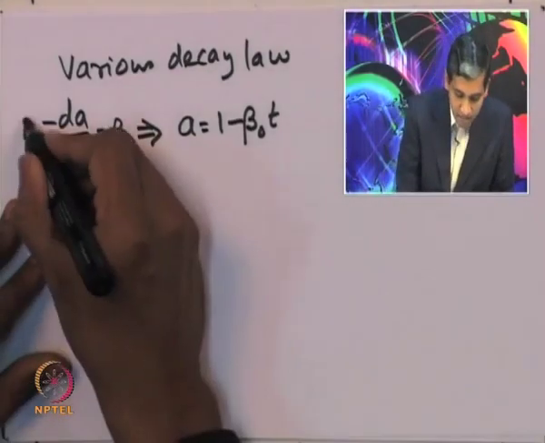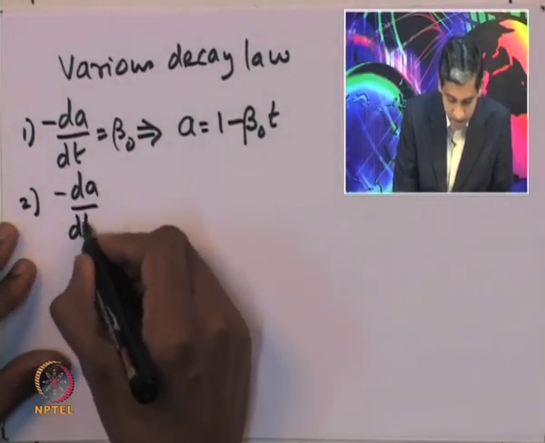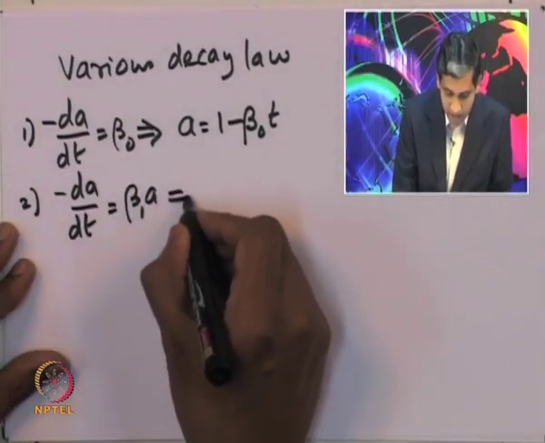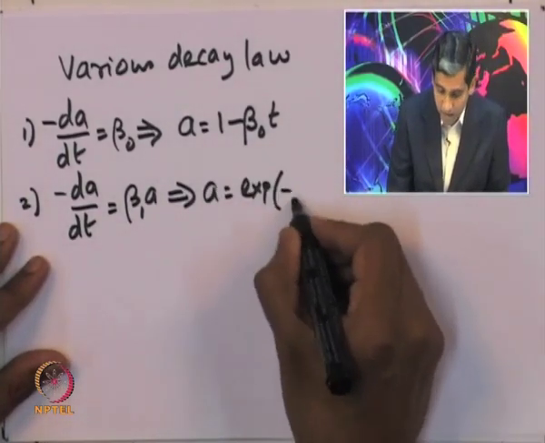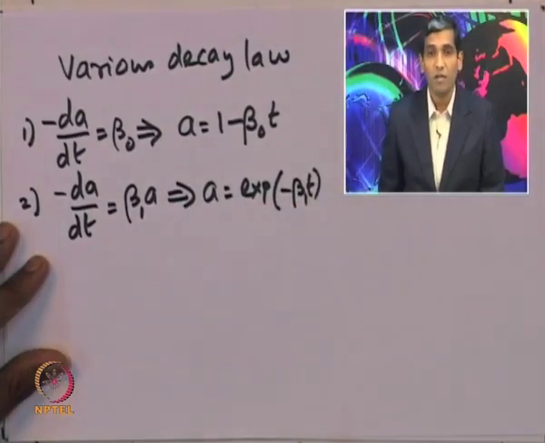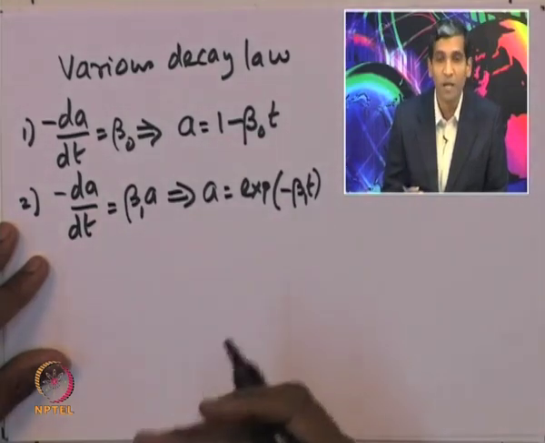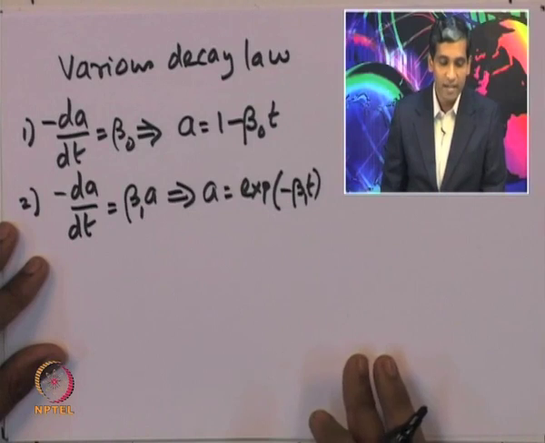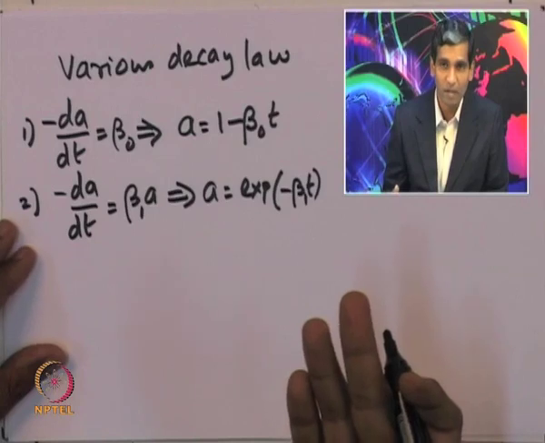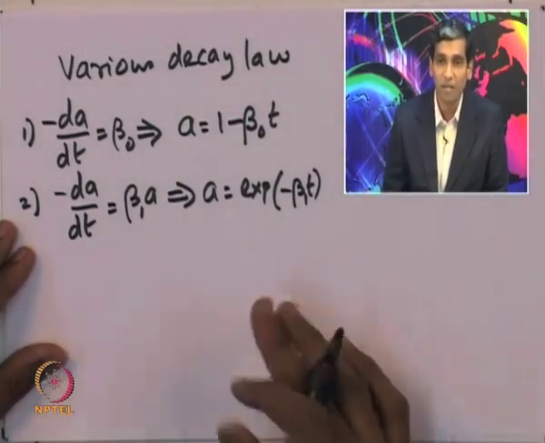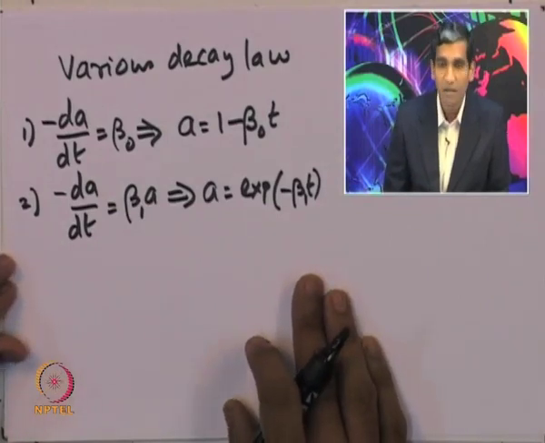Okay. Another rate law that has been observed is the exponential rate law. So, minus dA by dt is equal to beta 1 A, and integrating this expression, one would find that A equals exponential of minus beta 1 into t. So, that is an exponential decay with respect to time, and this has been observed in the ethylene hydrogenation on copper catalyst with carbon monoxide as one of the poisons.